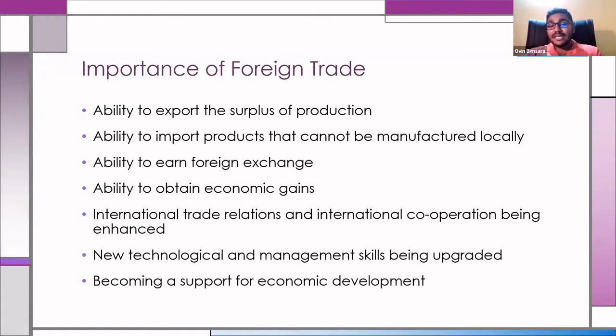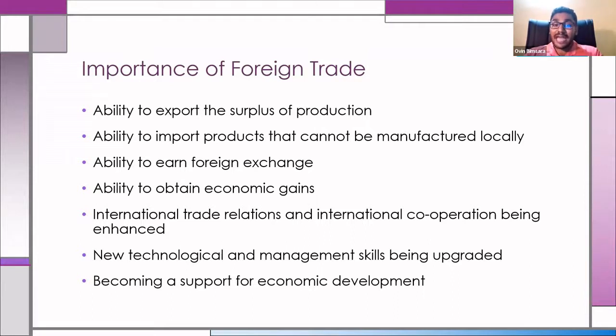International trade relations and international cooperation being enhanced. When you do foreign trade with the rest of the world, your relationship with countries will be stronger, will be tightened to each other. And also, you can gain other political advantages as a result.